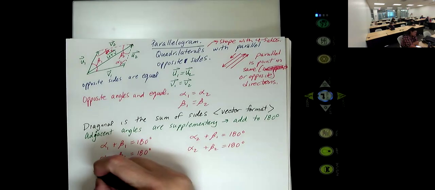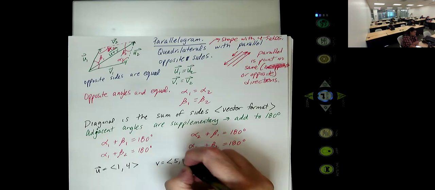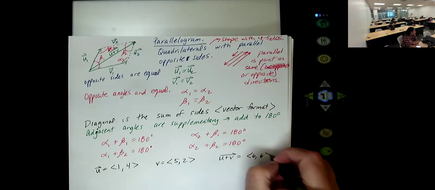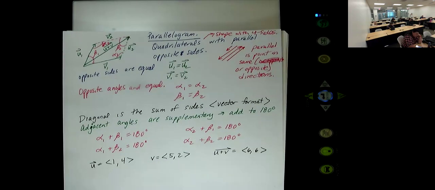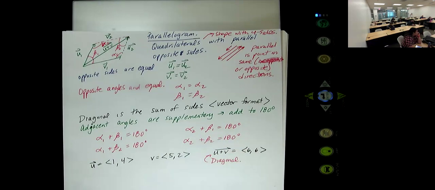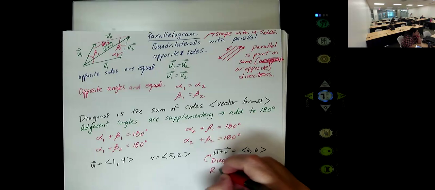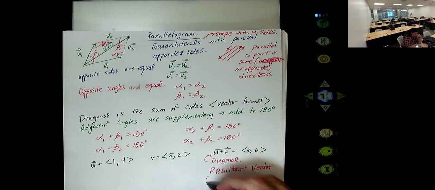So back to what I had just a little bit ago, U was 1, 4. V was 5, 2. And U plus V was 6, 6. That's kind of what I have written here. This is our diagonal. When you add two vectors, it's also called the resultant vector, the outcome of adding two vectors.